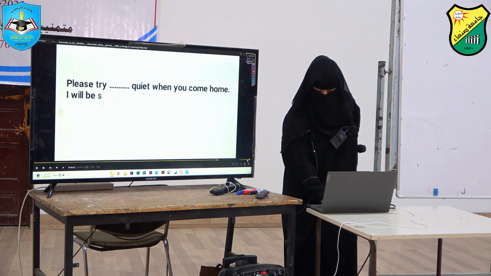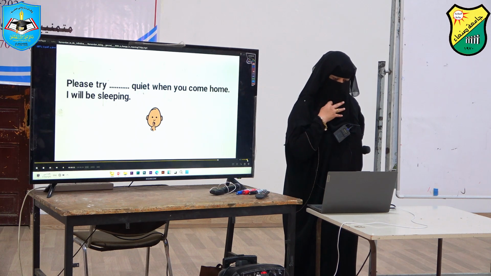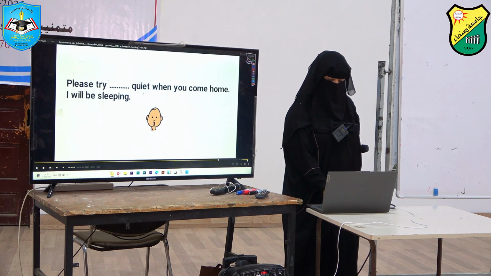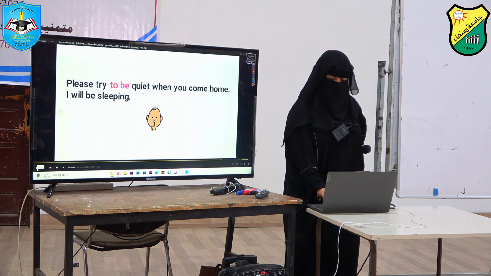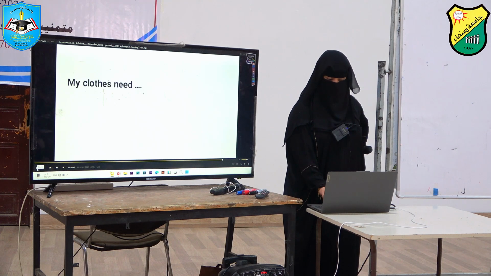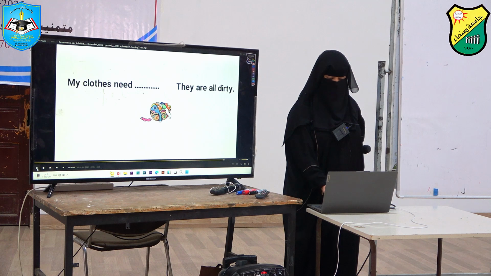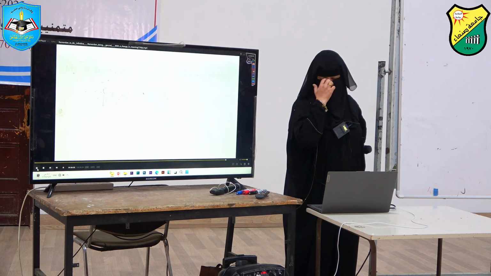Four. Please try blank quiet when you come home, I will be sleeping. Try to be. Here after try we use the to infinitive when it implies difficulty or effort to do something. Number five. My clothes need blank, they are all dirty. Washing. Here we use the gerund because it's using a passive form. We don't know who will do the washing.